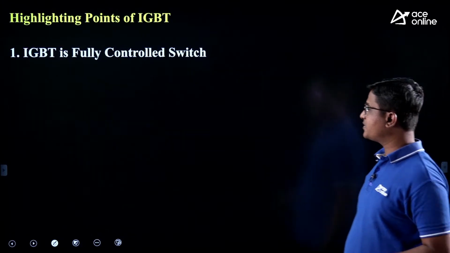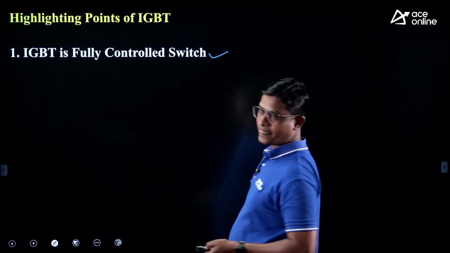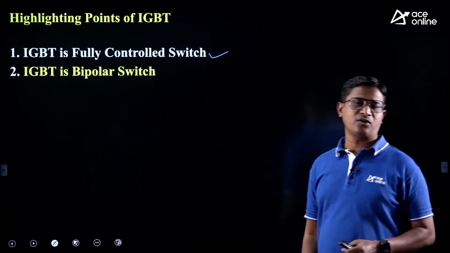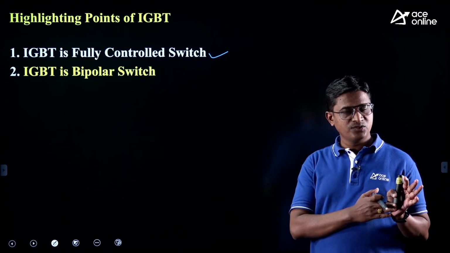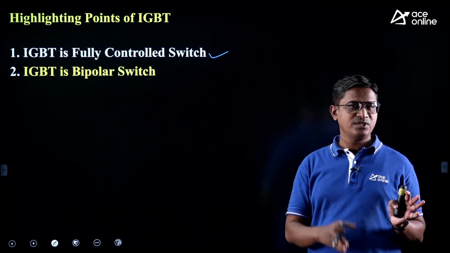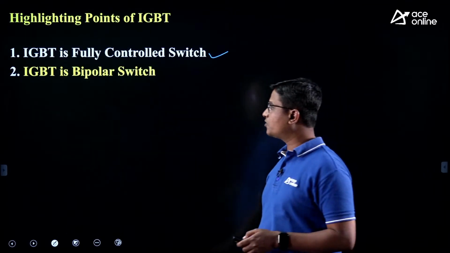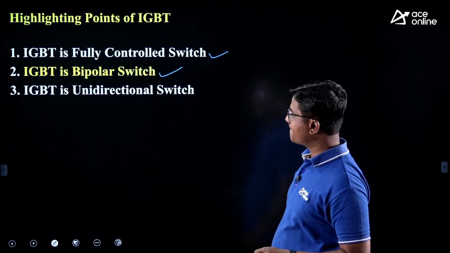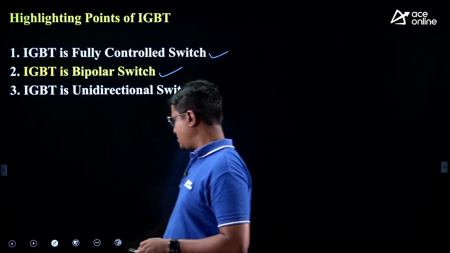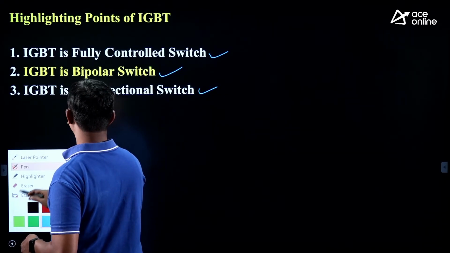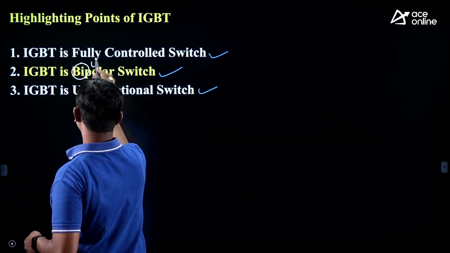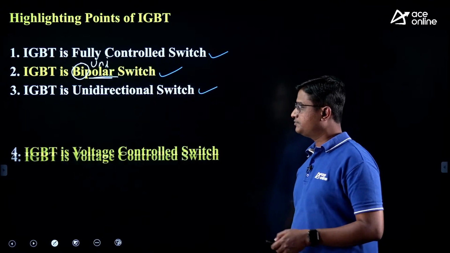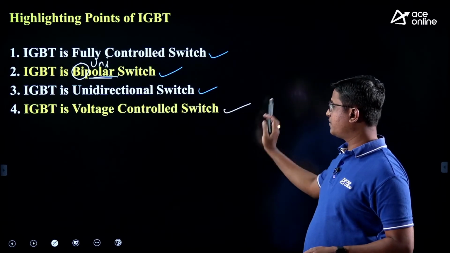Highlighting points of IGBT. IGBT is a fully controlled device, right. It is voltage controlled. Fully controlled means we can turn on the IGBT by using the voltage, and we can turn it off by using the same voltage, okay. So that's fully controlled. Sorry, IGBT is not a bipolar, it is a unipolar, please correct that. IGBT is a unipolar. IGBT is a voltage controlled device.